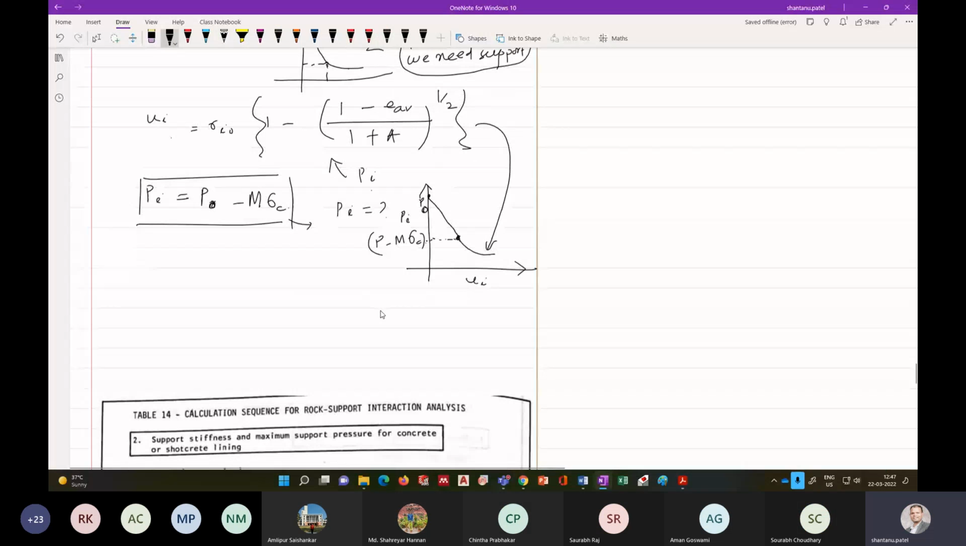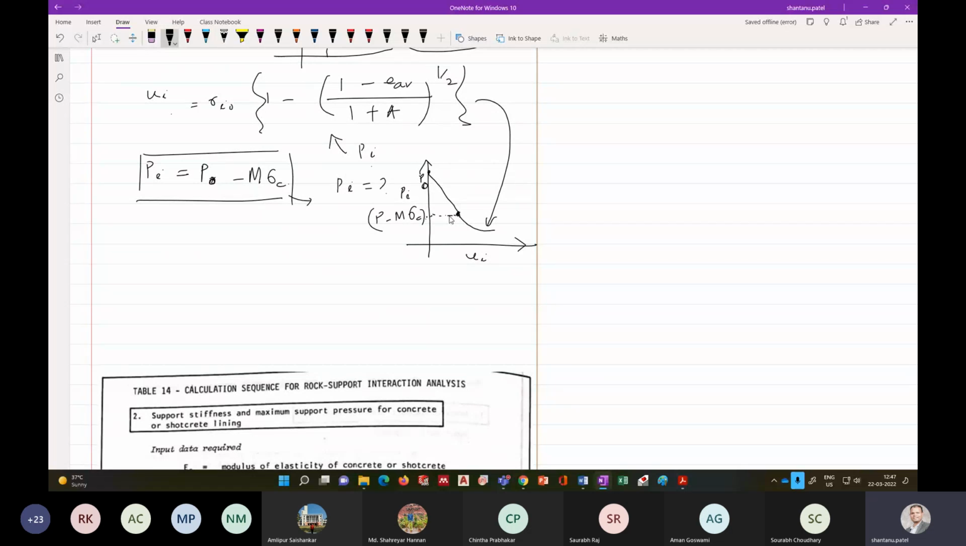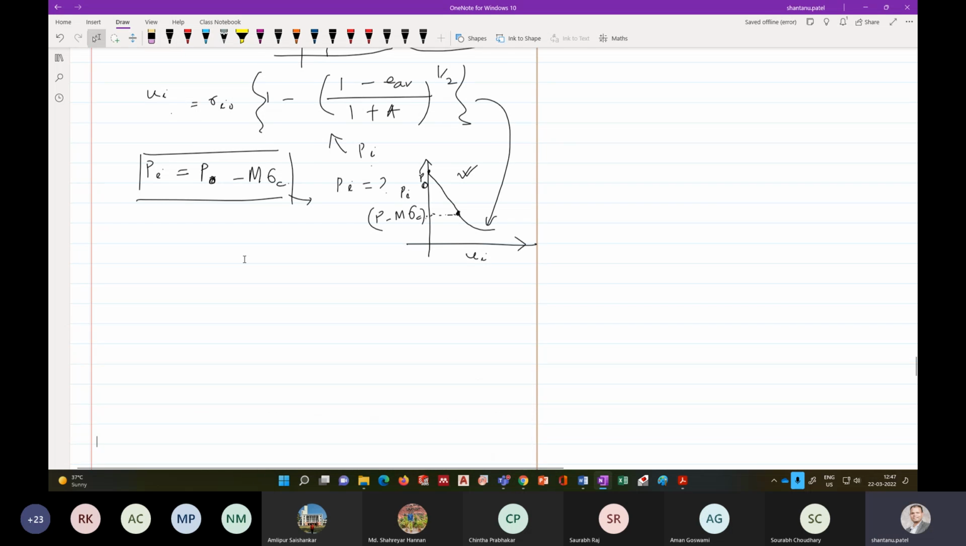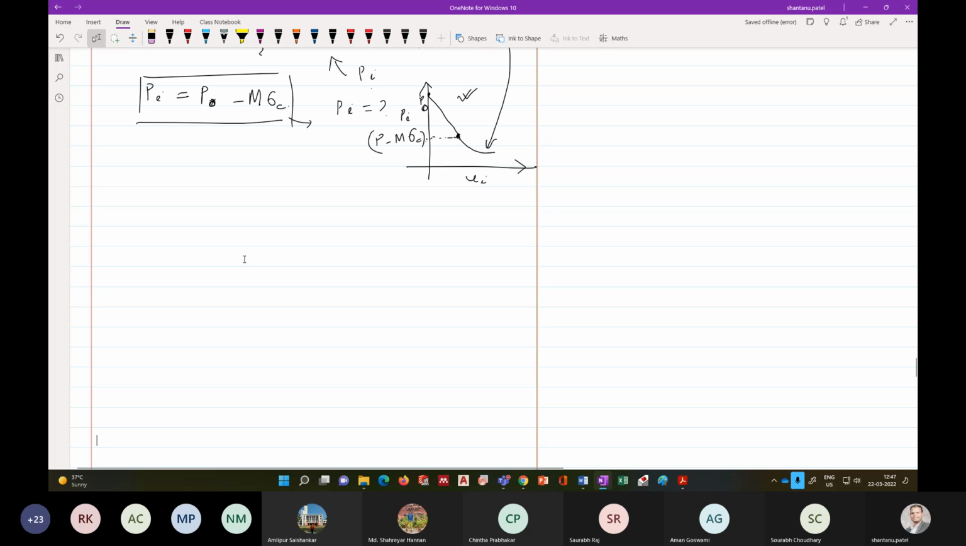Okay, so this is how this ground reaction curve looks for the elastoplastic case. Now the question is when to put the support system and what should be the capacity of the support system. Before that, let me draw this thing again. So this is the same plot.